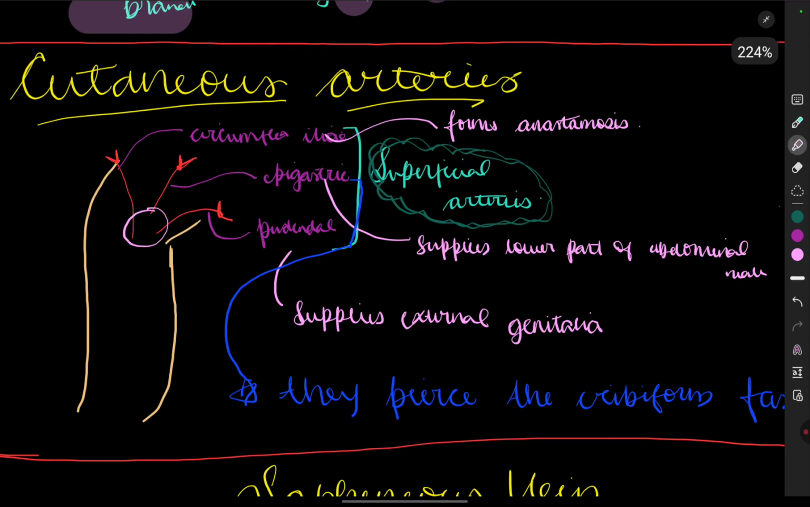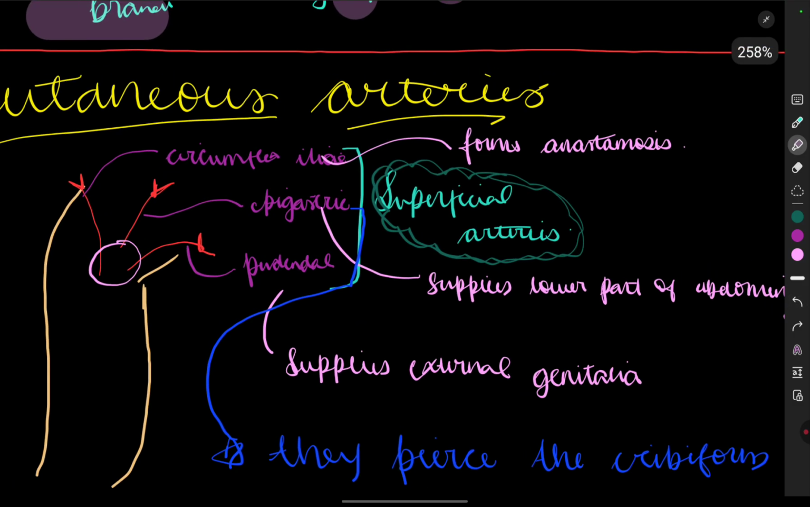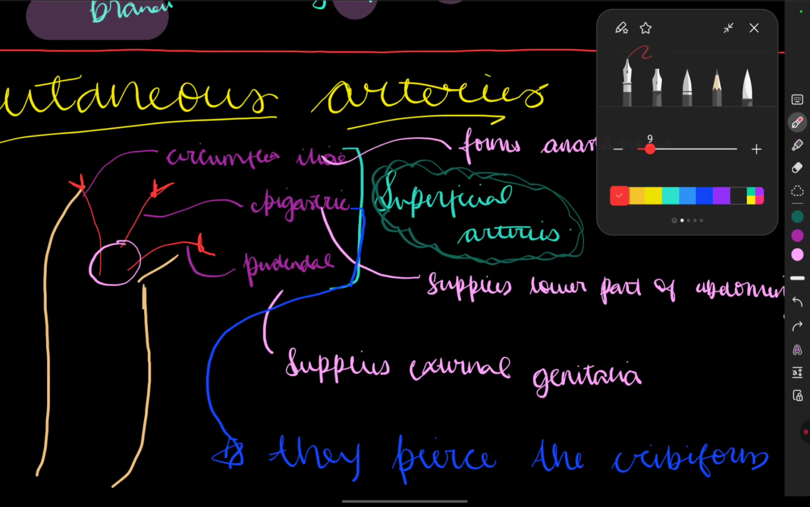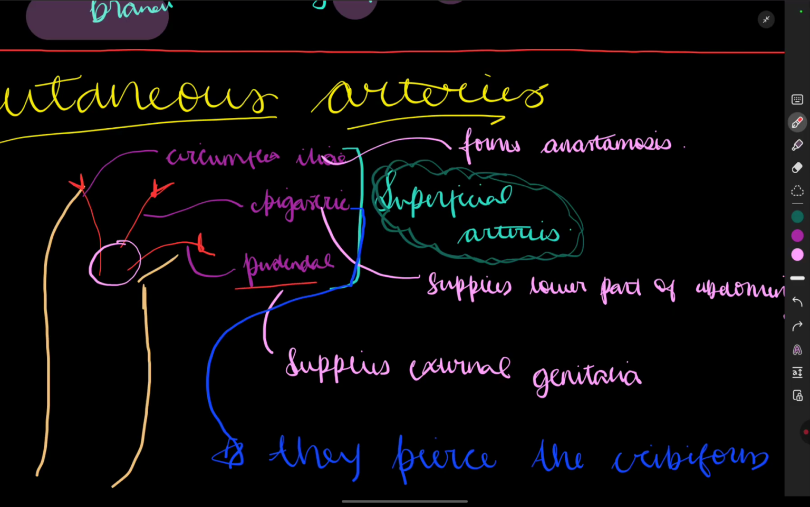Now what are the cutaneous arteries? So let me explain to you guys that this is the saphenous opening, whatever this you can see. So this is the saphenous opening. Okay, so from that there are three arteries that are arising. So this is the pudendal artery, and this is the epigastric artery, and this is the circumflex iliac artery.